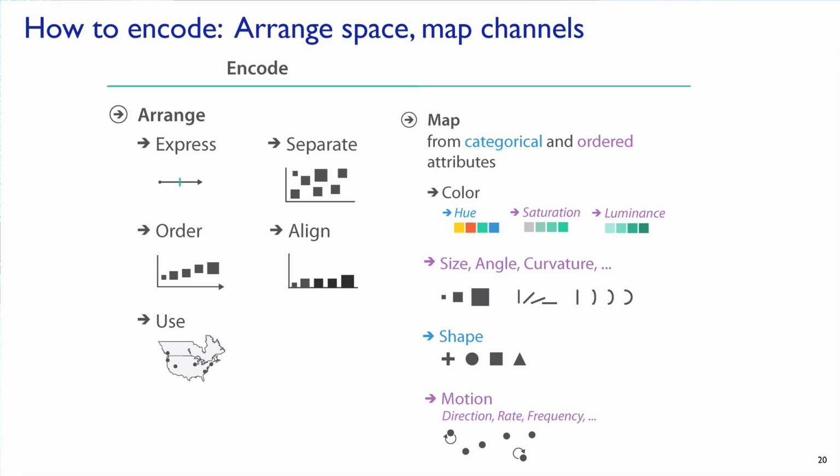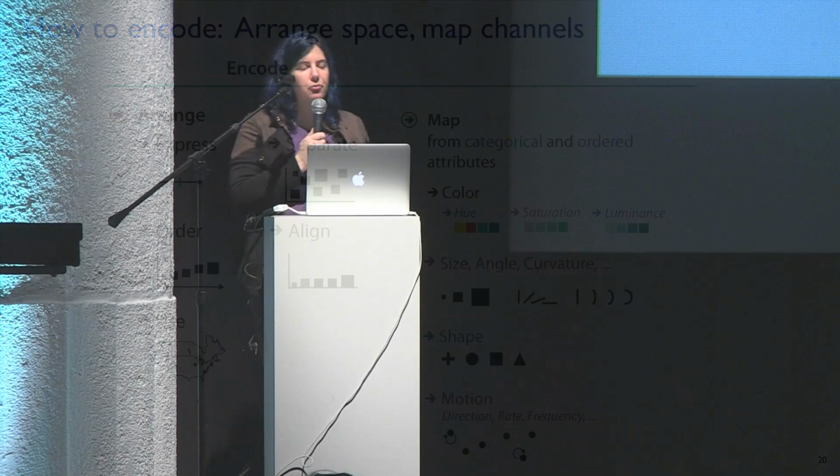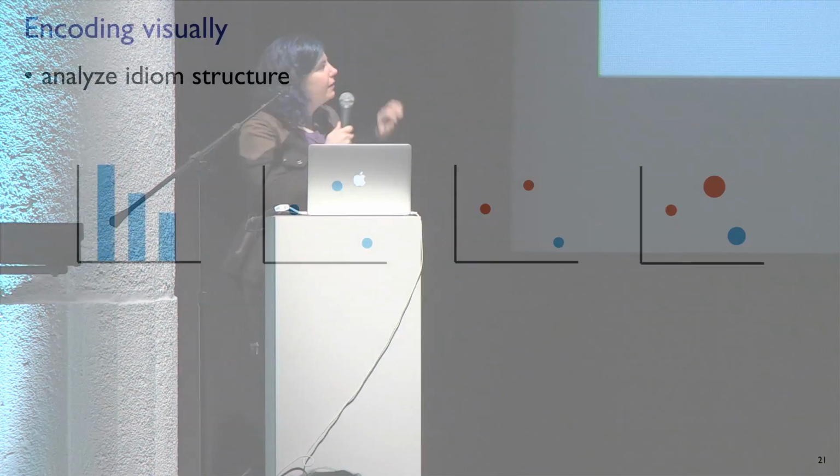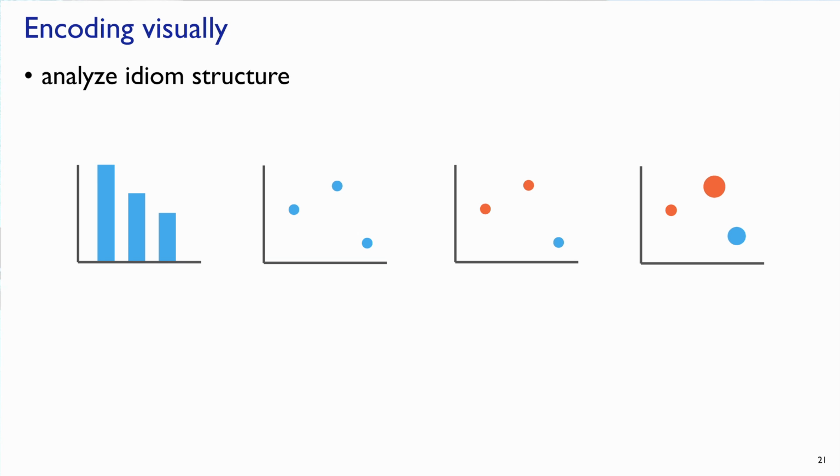You have choices about arranging data in space and mapping different channels of information as a way to encode data given that spatial structure. Now, let's take a step back and think, if we want to analyze this in terms of the structure of these idioms, how can we do it? So we have bar charts, we have scatter plots. You might know the names for these. How can we systematically think about them?